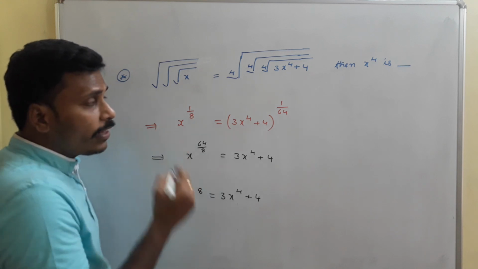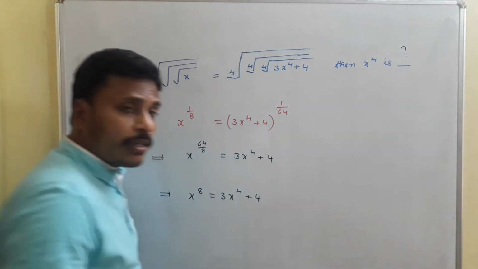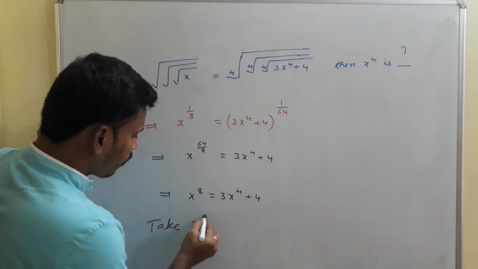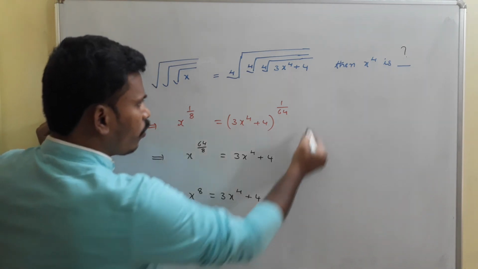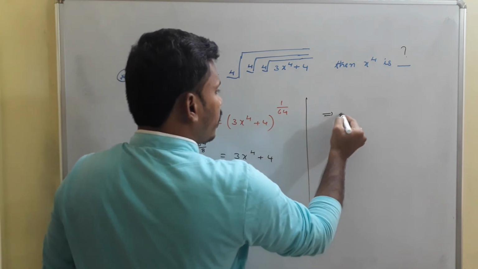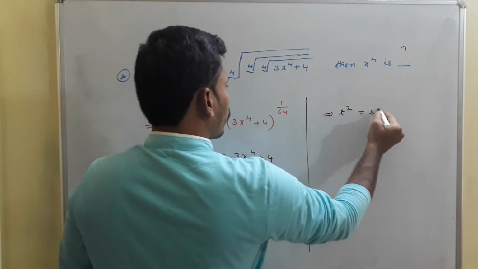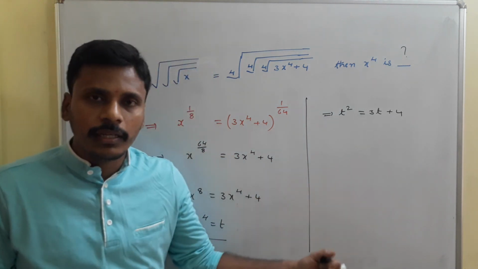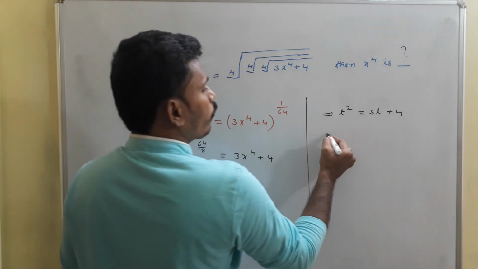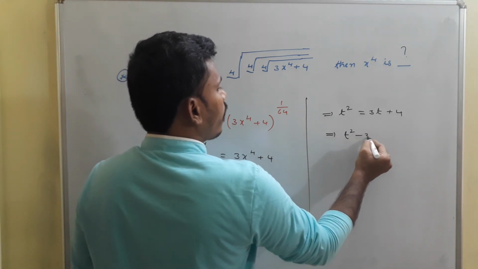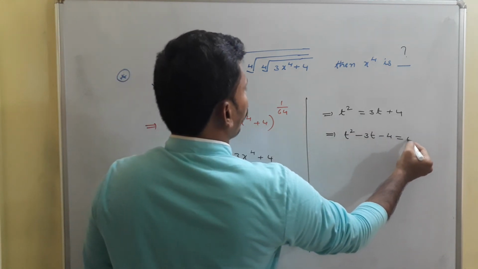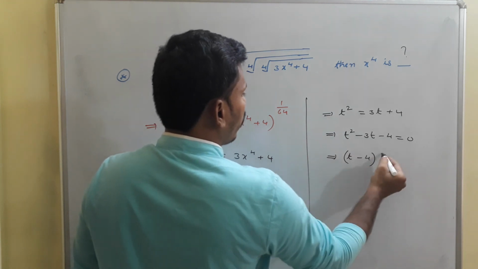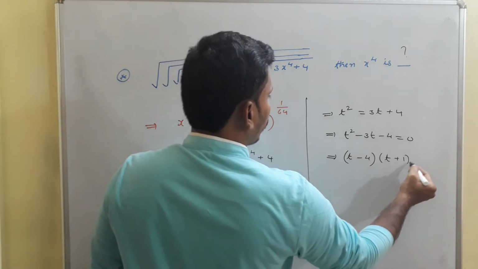Our target is to find the value of x^4 simply. So take that x^4 as some t. If you take x^4 as t, what will happen? Then x^8 is simply t^2 is equal to 3t + 4. If you factorize it to get t, that value of t is the required x^4. So this implies t^2 - 3t - 4 = 0, and from there you will get (t - 4)(t + 1) = 0.